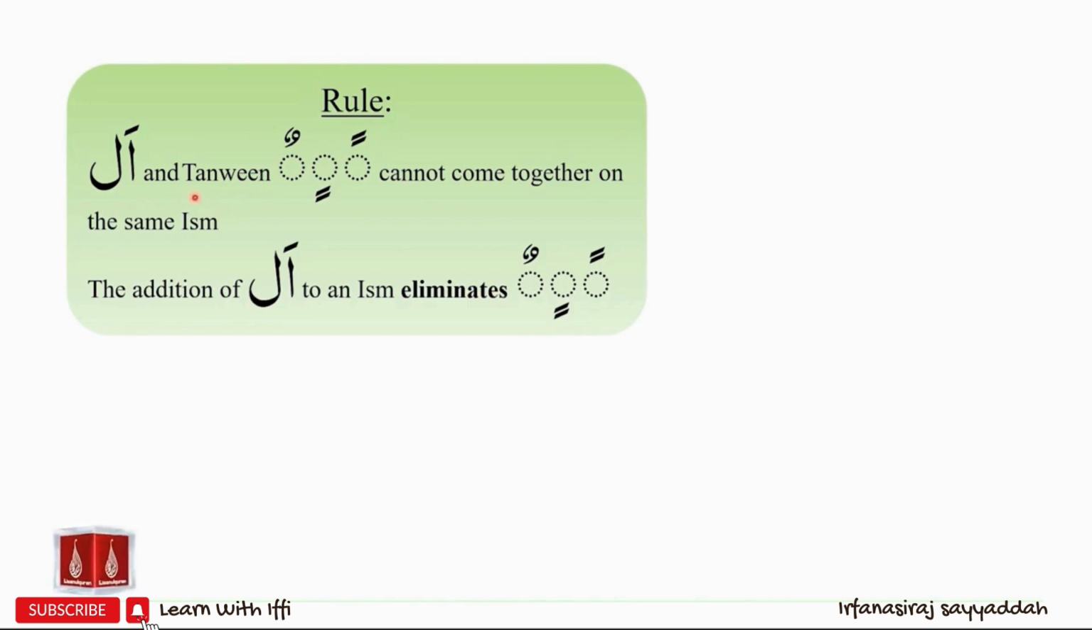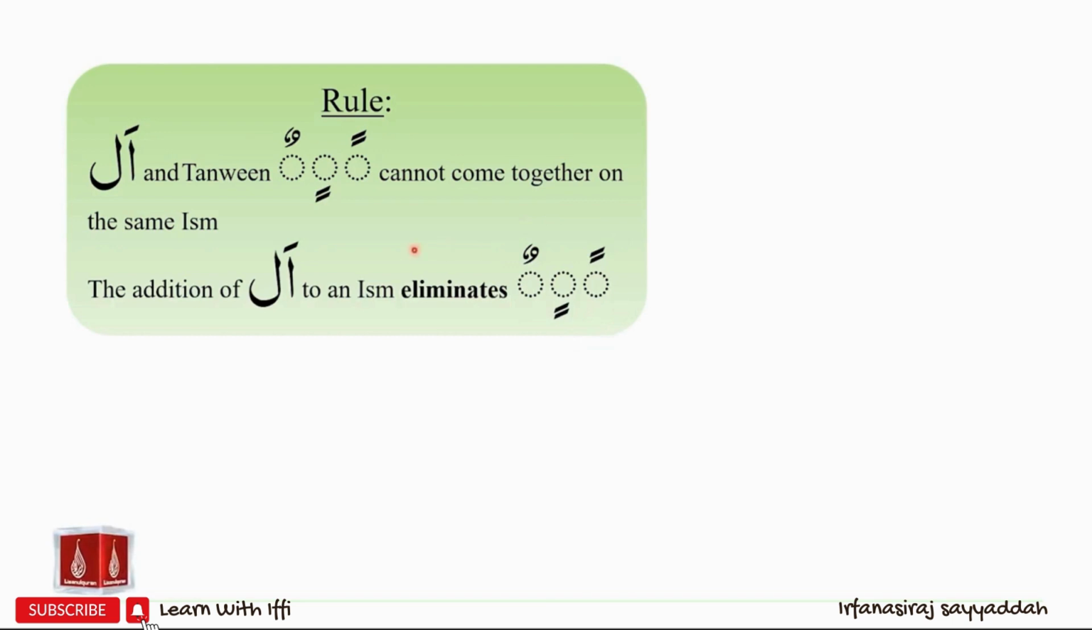Al and tanween cannot come together on the same ism. So, double pesh, double zer, double zabar, and al cannot come together on the same ism. The addition of al to an ism eliminates double pesh, double zer, and double zabar. This is important to understand because in this lecture we came across a lot of asma like muslimun, musliman, muslimin, which had the tanween on it.